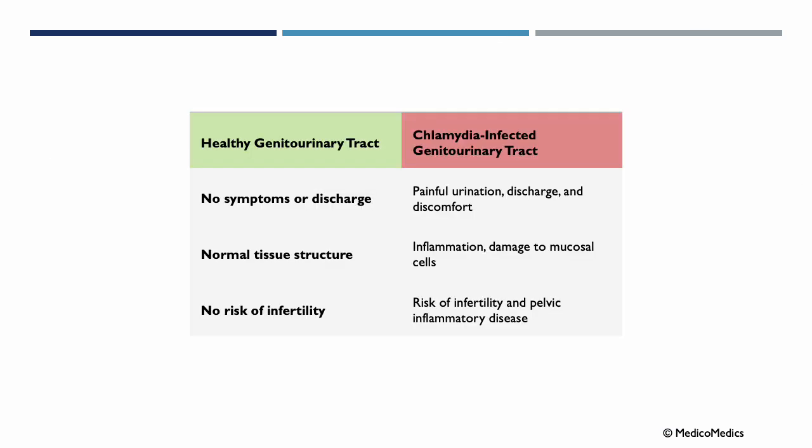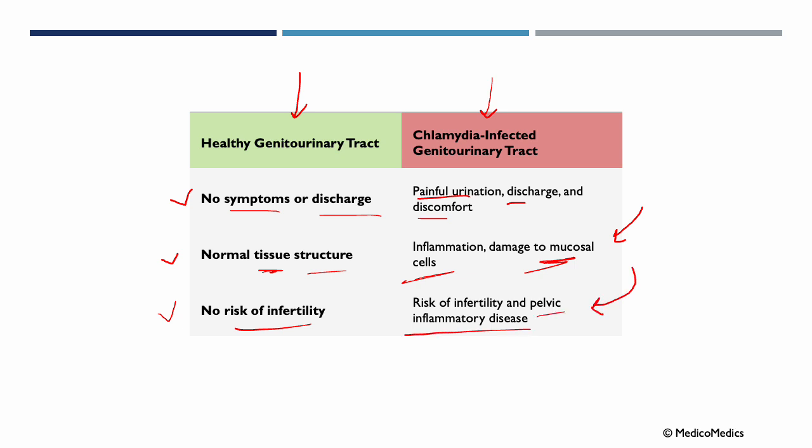Now then, let us just briefly remind ourselves the difference between a healthy genitourinary tract and a chlamydia-infected genitourinary tract. So if it's healthy, we should not be experiencing any symptoms or see any discharge. There should be normal tissue structure with no risk of infertility. When we are talking about chlamydia, we would expect painful urination, a burning sensation during urination, discharge and discomfort, inflammation, so damage to mucosal cells, and of course, a risk of infertility and pelvic inflammatory disease.